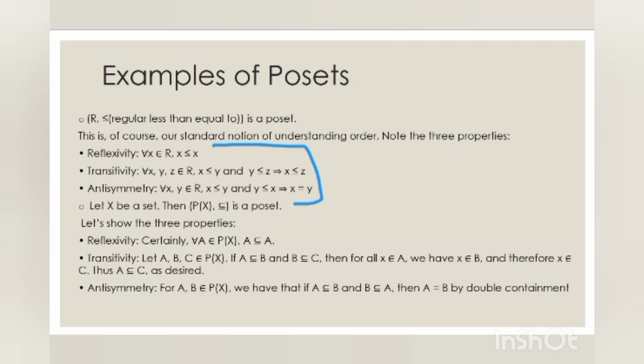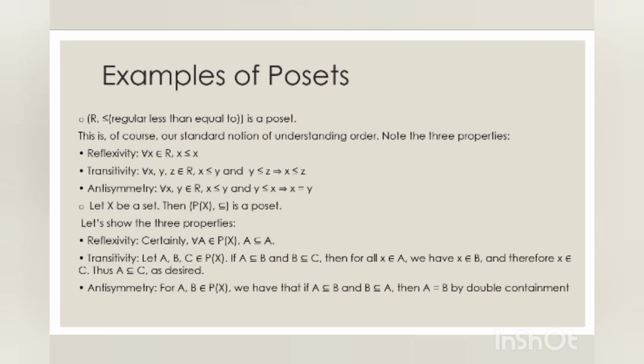We can verify this by taking, let's say, x is equal to 1, and 1 is less than equal to 2 and 2 is less than equal to 3. So we know that 1 is less than equal to 3, and it is valid for all real numbers. So this is satisfied. Now antisymmetry: for all x, y belonging to R, if x is less than equal to y and y is less than equal to x, then x is equal to y. If we take x is equal to 1 and y is equal to 2, then we cannot say 2 is less than equal to 1. So this condition is not valid here. This can only happen when 1 is equal to 1. So it is already verified.